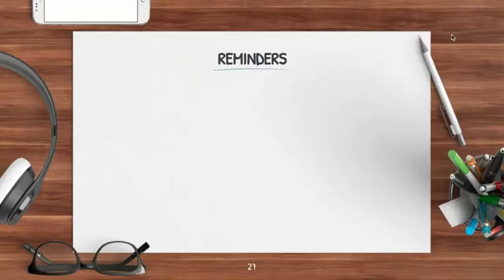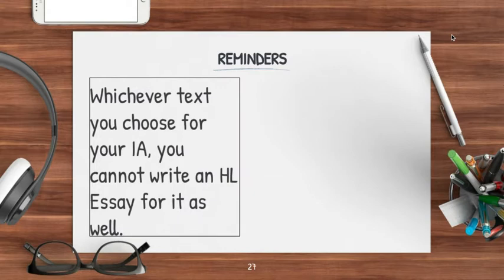A couple reminders, right? And this was stated earlier, right? Whichever text you choose for your IA, you cannot write a higher level essay for it as well, right? Basically, you get to use the text one time for official purposes, and then you don't get to use it again.